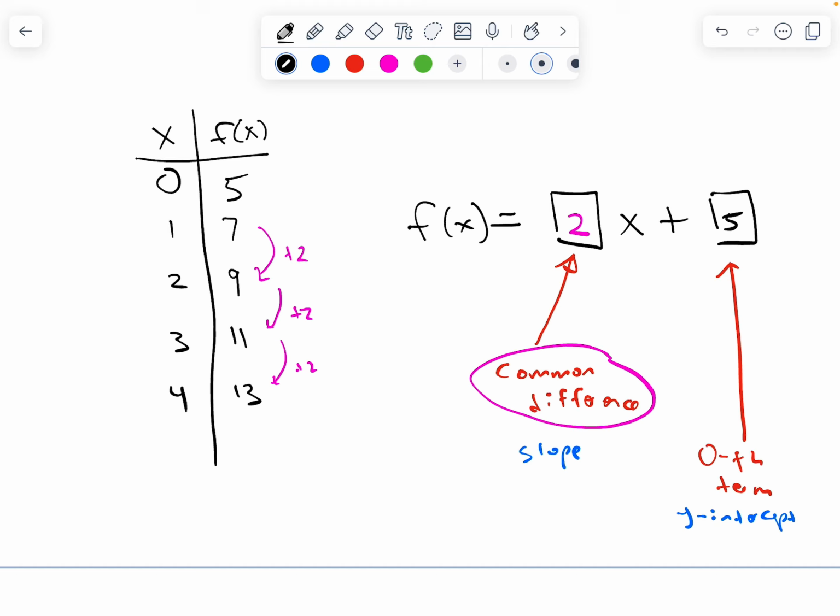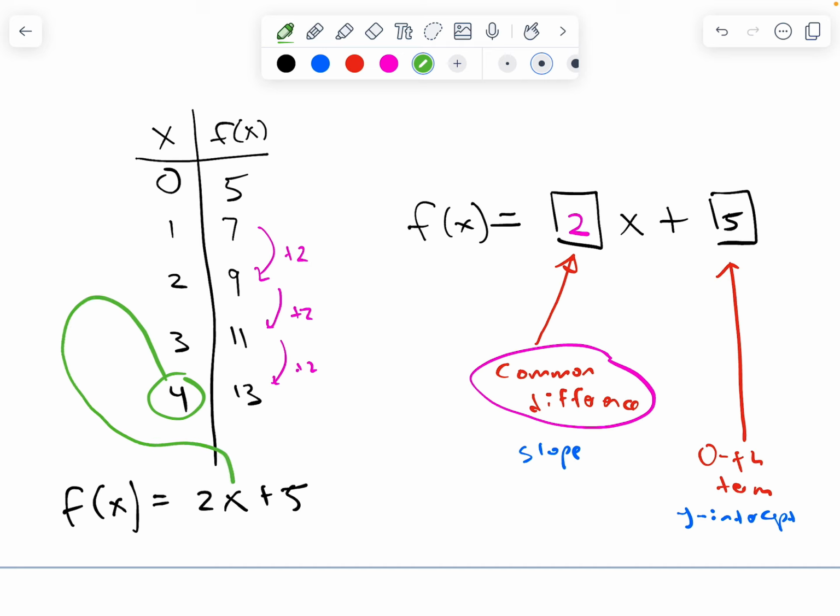Now let's test and see if this equation really works. Our equation is f of x equals 2x plus 5. So when x is 4, I should be able to put 4 in place of x. And let's see when I do that. That gives me 2 times 4, which is 8. 8 plus 5 is 13. So 4 went into the function f of 4, and then f of 4 is 13. 13 comes out.